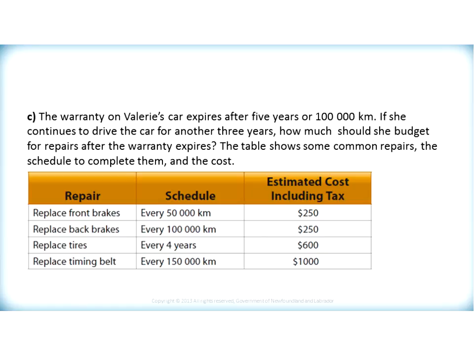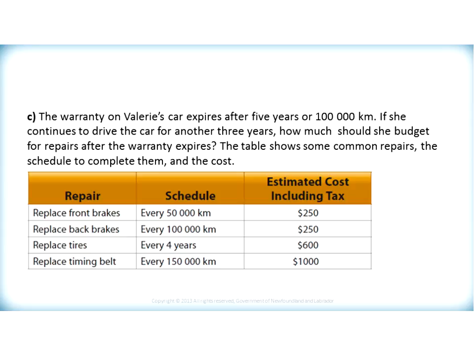The warranty on Valerie's car expires after 5 years, or 100,000 kilometers. If she continues to drive the car for another 3 years, how much should she budget for repairs after the warranty expires? The table below shows some common repairs, the schedule to complete them, and the cost. So you can see that every 50,000 kilometers you replace your front brakes. Every 100,000 you replace the back brakes. Every 4 years you're going to want to replace the tires. And you're going to want to replace the timing belt every 150,000 kilometers. And you see the associated costs as well.